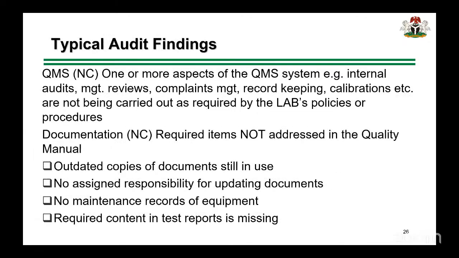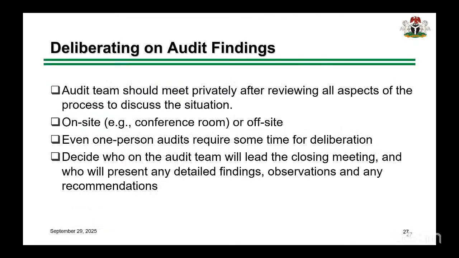Now we talk about typical audit findings. So now, documenting the non-conformance: you need to address those non-conformances. For example, outdated copies of documents still in use, unassigned responsibility for auditing documents, no maintenance record for equipment, required content in the test report missing. All these things are types of audit findings you can also find.